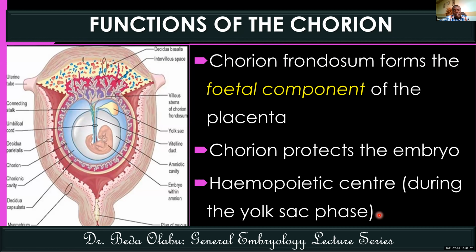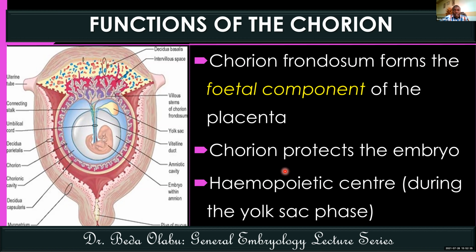Then the second phase is what we call the hepatosplenic phase, when blood is being formed in the liver, in the spleen, as well as in the lymph nodes. The last phase, which a child is born with and which also persists postnatally, is the intramedullary phase, where blood is now being formed within the bone marrow.